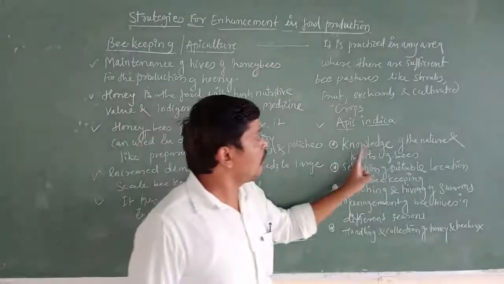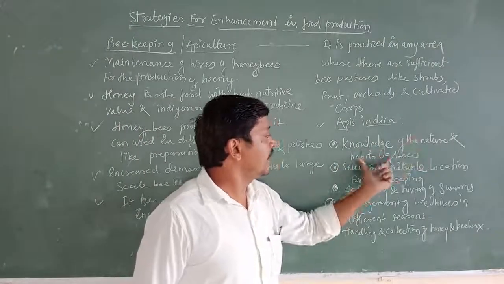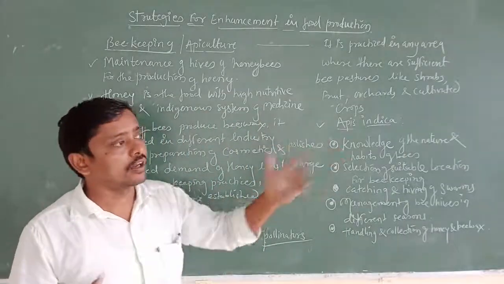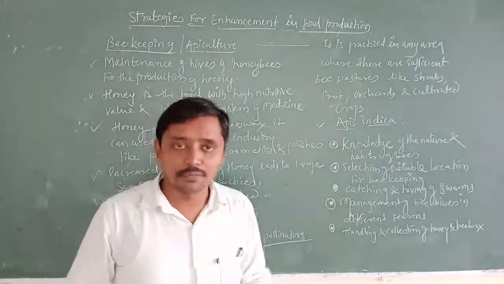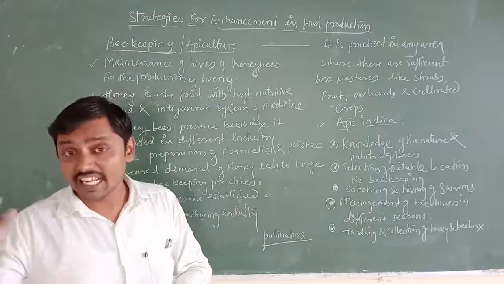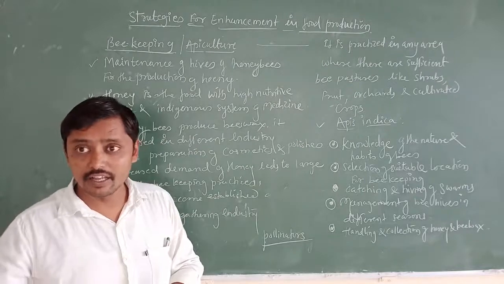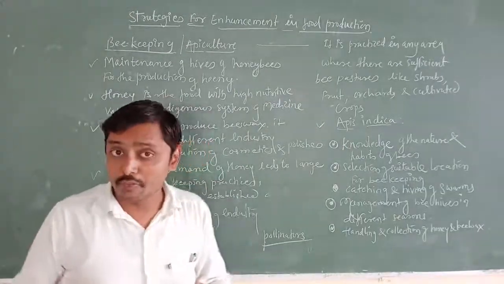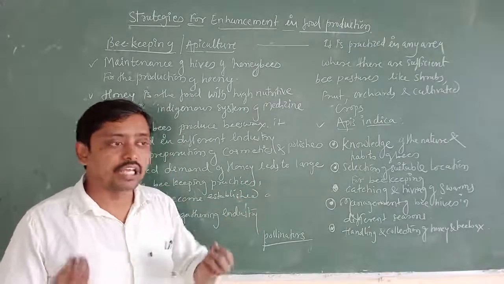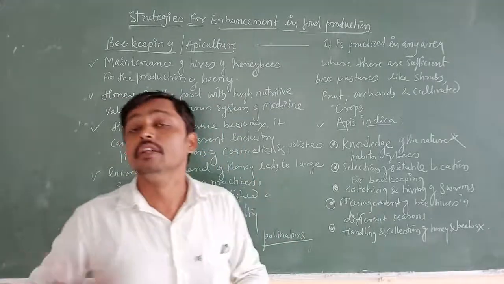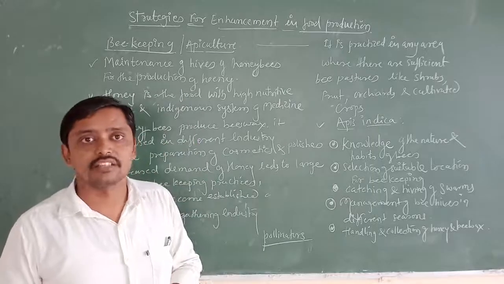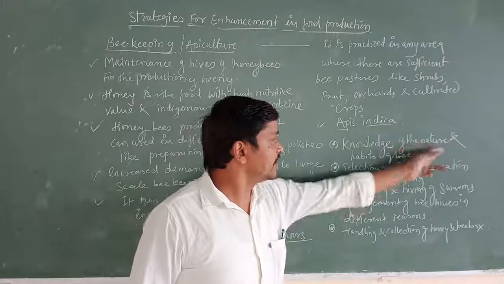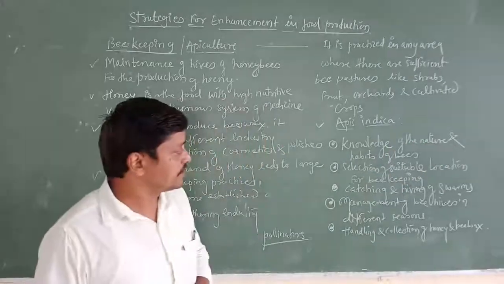First one is knowledge of the nature and habits of the bees. Knowledge of the surrounding nature means knowing which kind of nature and which kind of climate is there. After that, the habits of the bees, particularly Apis indica, the production of honey, and the condition of the area. That is the first thing.